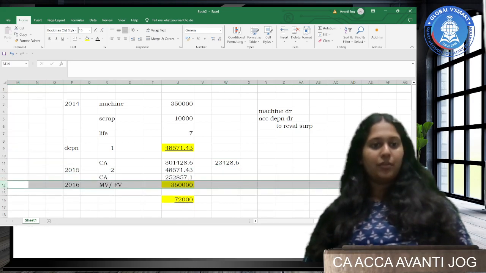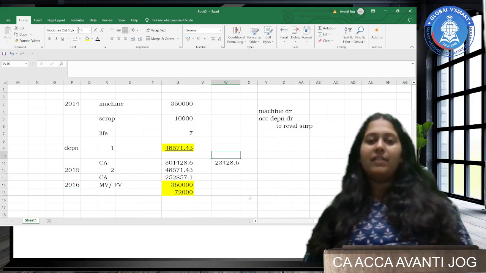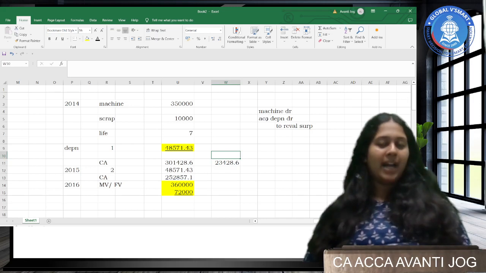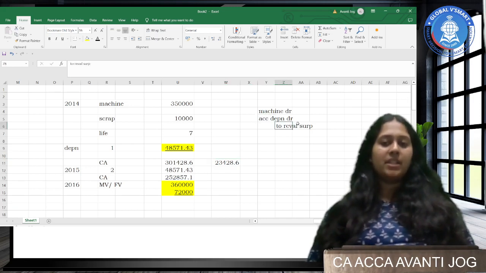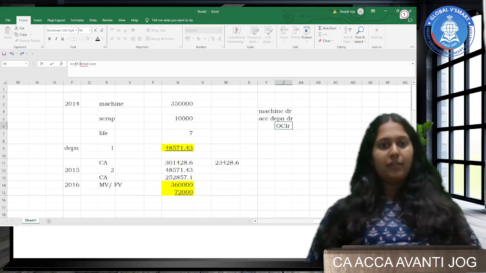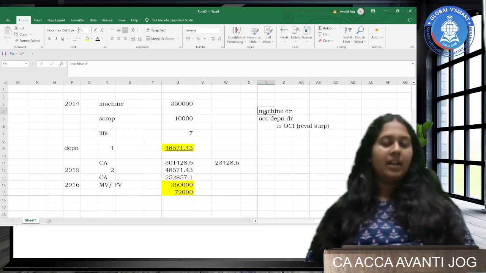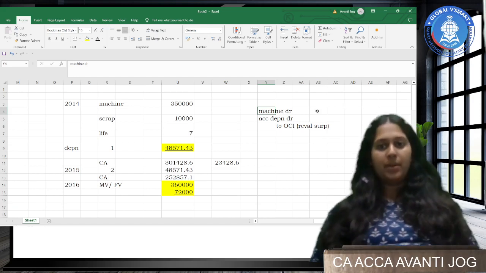Yes. So first of all, what is the entry that I pass for a revaluation? For revaluation, I pass this entry: machine account debit, that is, asset account debit, accumulated depreciation account debit, to OCI, that is revaluation surplus. So why exactly am I passing this entry? First of all, because the value of the asset is increasing or decreasing, the asset will be given effect. Here it's increasing, so machine account is debited.